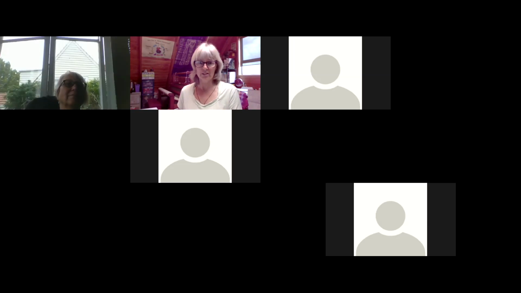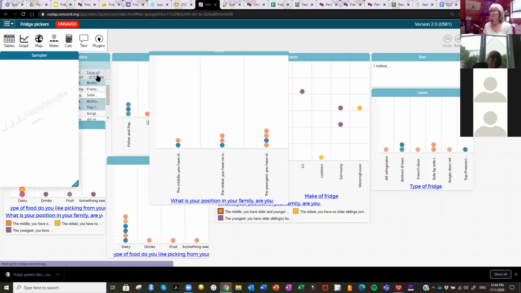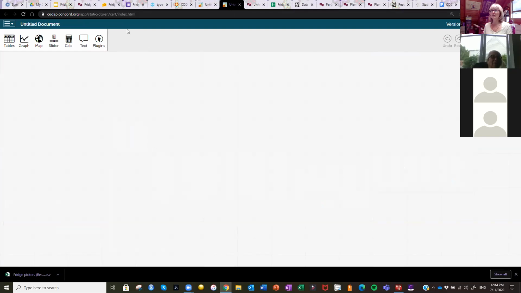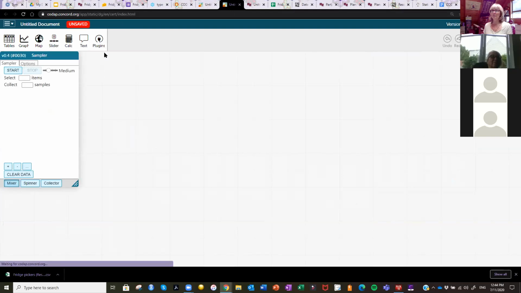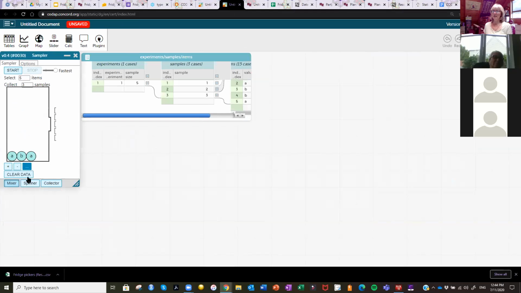If I just quickly share again, for those that are interested, they have plugins. For example, they have a sampler, which allows you to do probability experiments. Actually, let me go onto a clean screen. If you want to do some stuff on probability, if I go start, it will show you collecting 5 items, and then it does 3 samples. I'll just make that faster. Or I can change that from a mixer to a spinner. So if you're looking at doing probability investigations, you can in there.